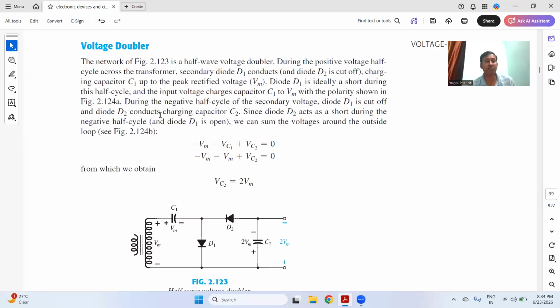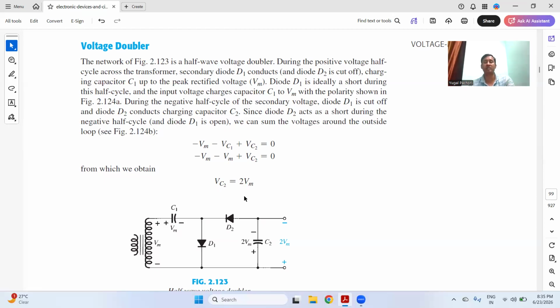As you can see, the first circuit we are discussing here is a voltage doubler, written in blue, in figure 2.123. This is the theory and this is the analysis. The output voltage is taken across the capacitor C2, and VC2 equals twice VM, where VM is the maximum voltage. Let me explain the operation of the circuit, and you can do the analysis by yourself.